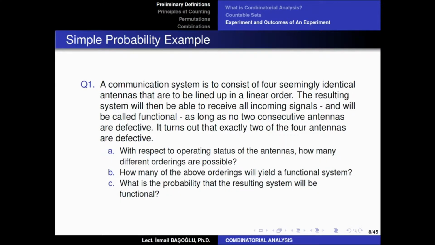Now, we are going to solve this question to understand the situation better. And this is going to be our first probability question, but it is just going to be a simple one, okay, just for us to understand how combinatorial analysis is related with probability questions.